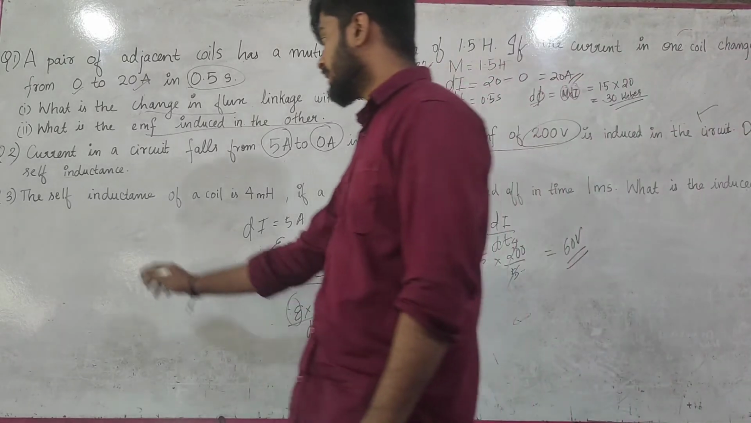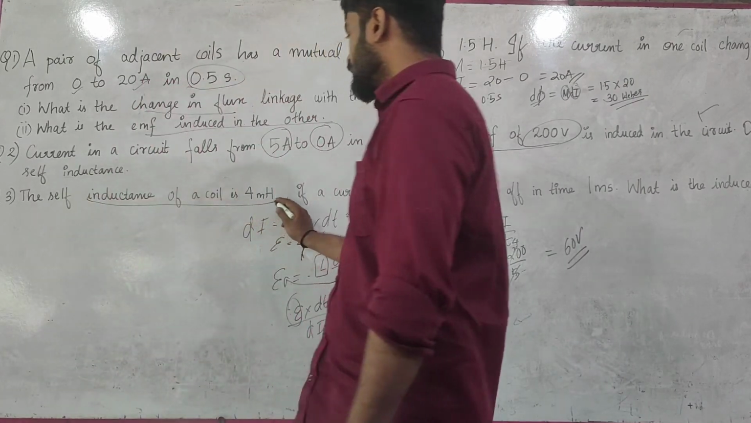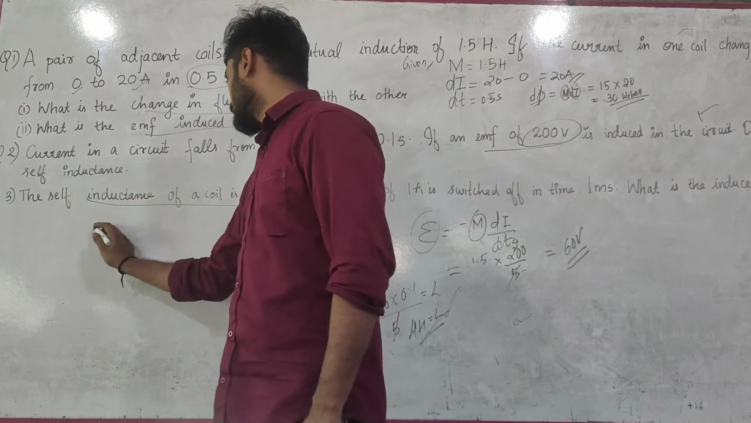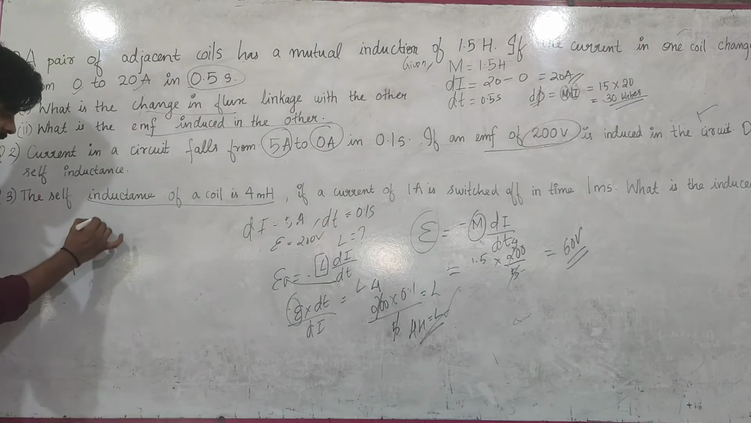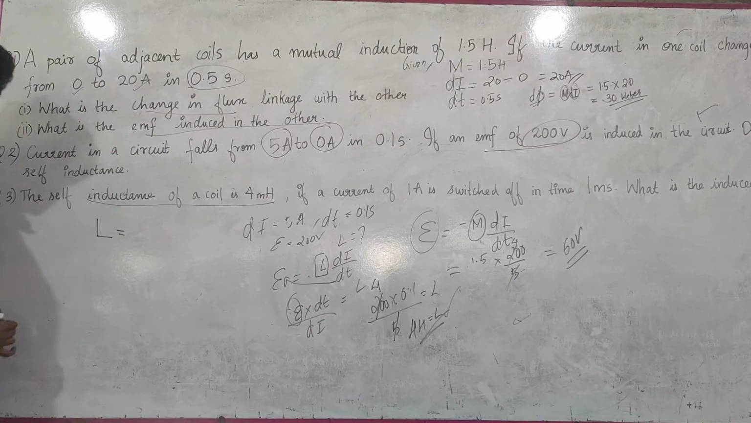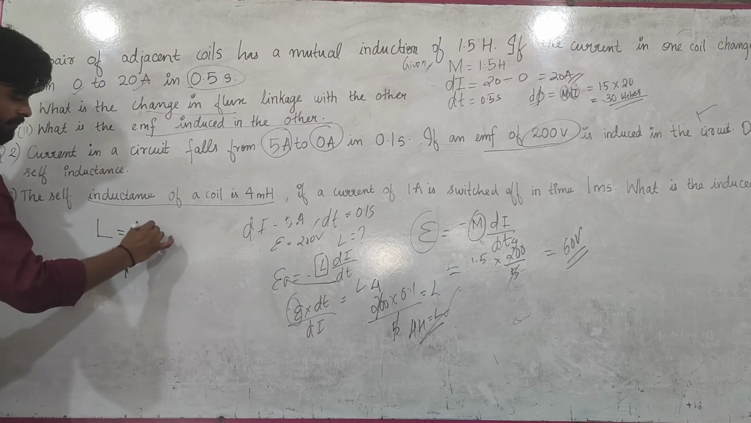What is the third question? The self-inductance of a coil is 4 millihenry. So they have given you the self-inductance, which is L, which is 4 millihenry.